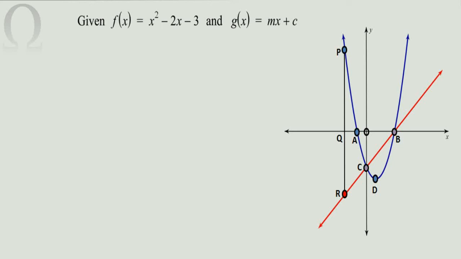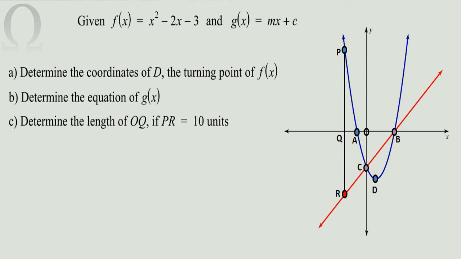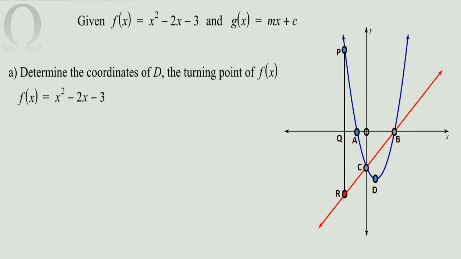Given the function f(x) = x² - 2x - 3, and g(x) = mx + c. We are required to determine the coordinates of D, the turning point of f(x). Determine the equation of g(x). Determine the length of OQ, if PR equals 10 units. And determine for which values of k the equation x² - 2x + k = 0 will have real roots. The function f(x) is given in standard form.